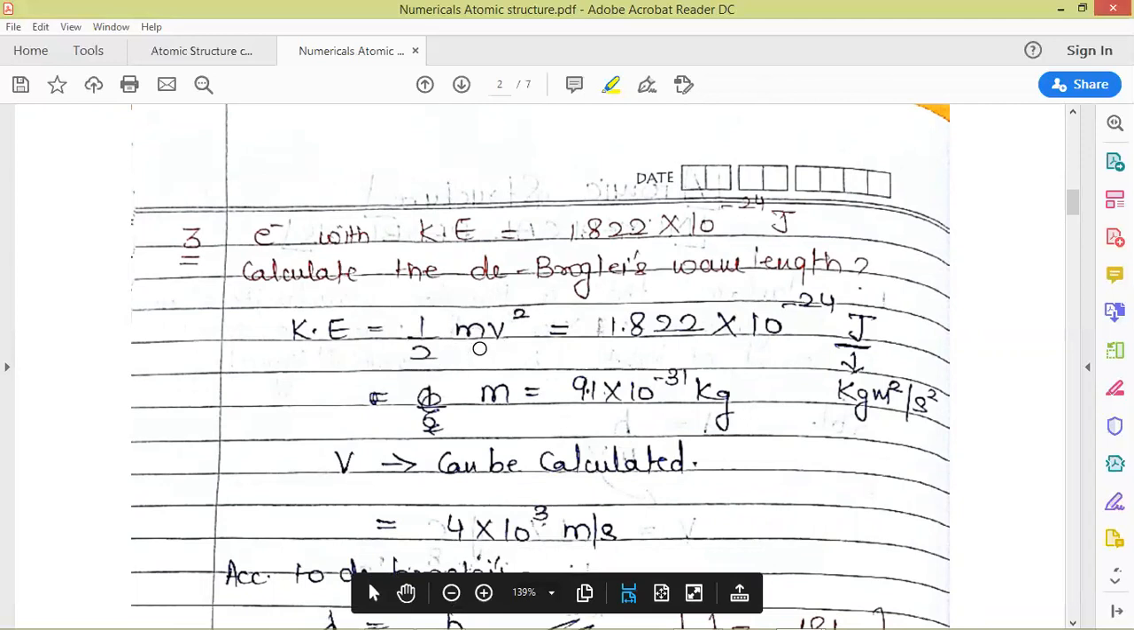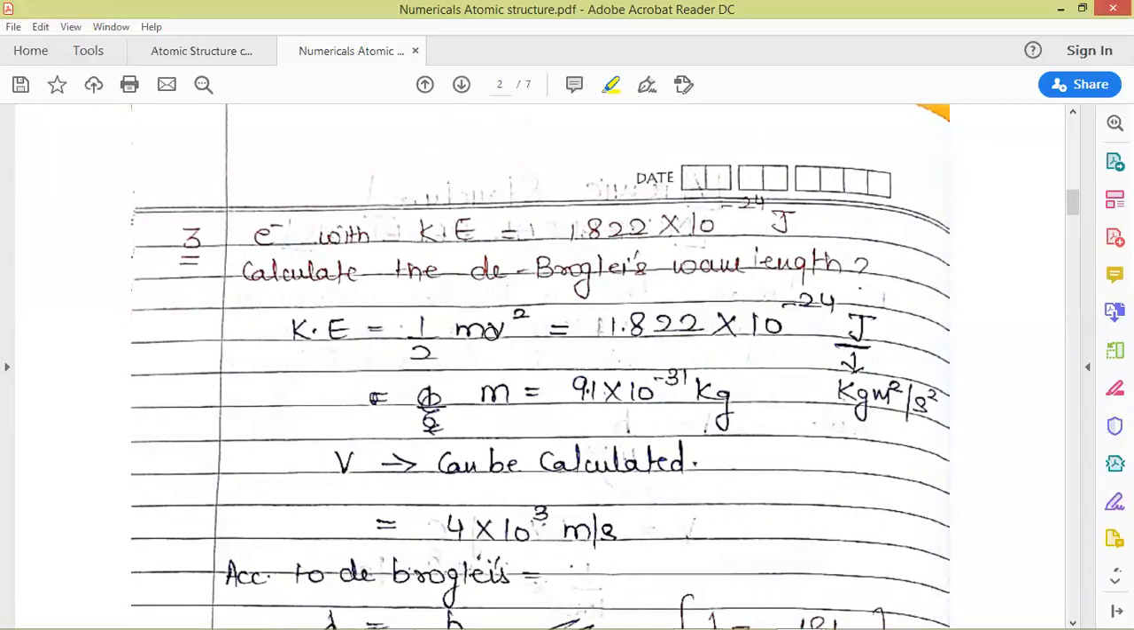Mass of electron we already know, and velocity, whenever there is talk about electron. So for electron, we must know the values of mass, charge, and speed of light. So from here we can calculate the value of velocity.